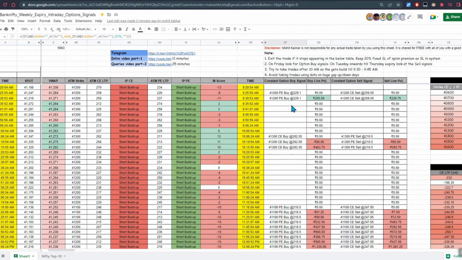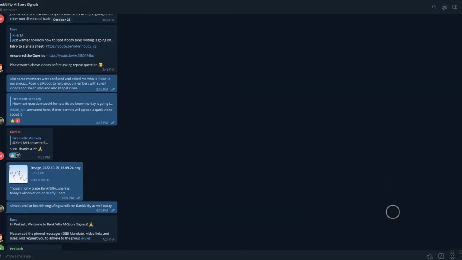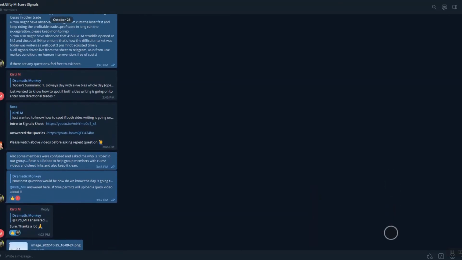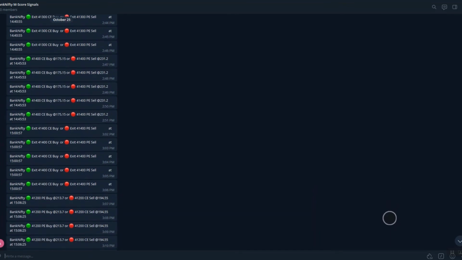So I'll just walk you through the Telegram channel and how it looks, and how the alert messages are to be read as well, in a very quick 1 minute. So this is our Telegram channel. It's named BankNifty M Score Signals. Here you will see signals like, for example, this is an exit signal at 3 p.m.